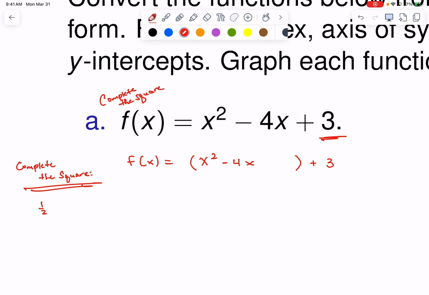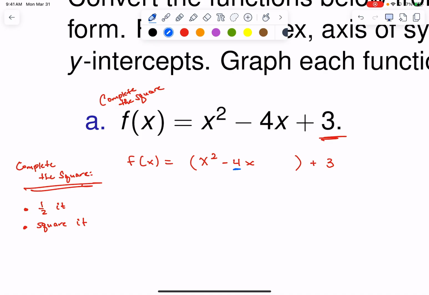I call it half it, square it. Everybody say half it, square it. Ready? Say it again with me. What are we doing? Half it, square it. What do we half? We're going to take half the coefficient of the linear term.